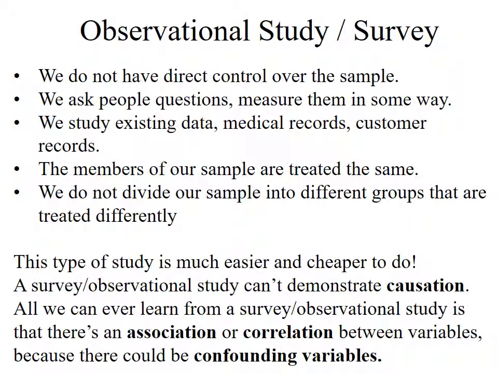On the other hand, the easier type of study to do, the study we described at the very beginning, is what we call an observational study, a survey. This is the case where we don't have direct control over the sample, assigning them to this group or that group, telling them to do this or that. Instead, we call people up, we ask people questions, we measure them in some way. We measure things, whether it's people or tomato plants or lab rats or whatever it is, we're just measuring the results.